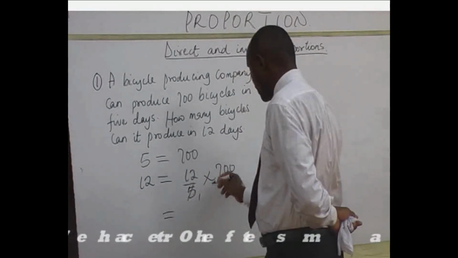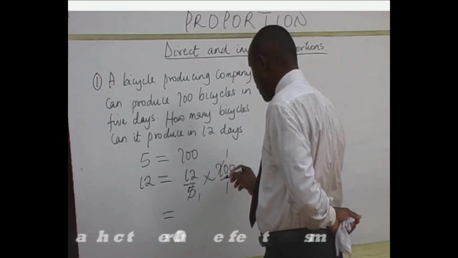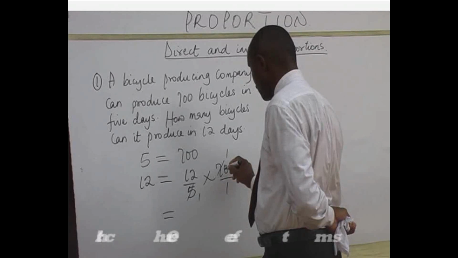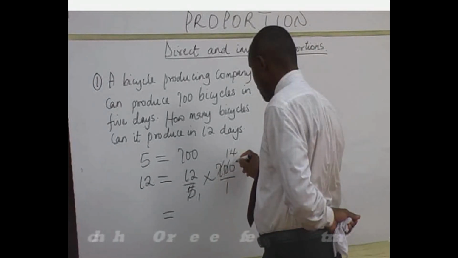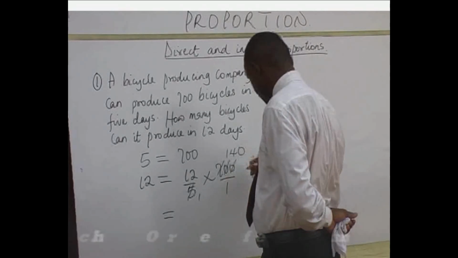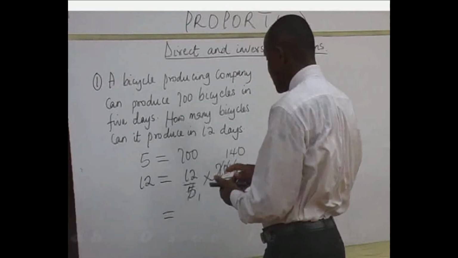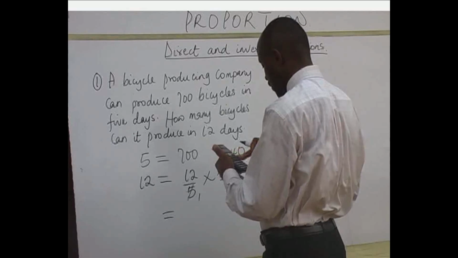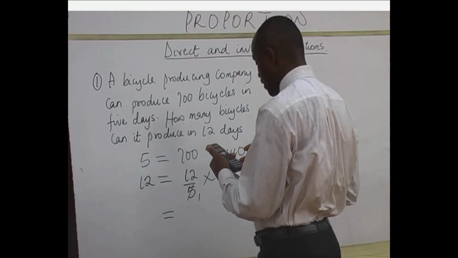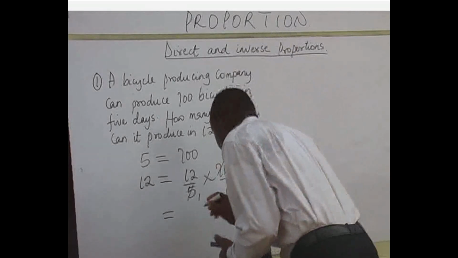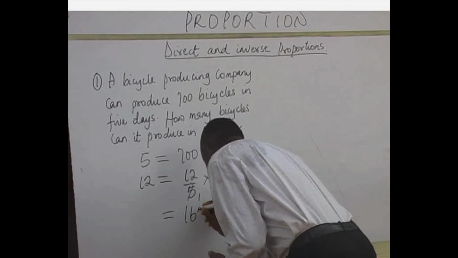5 times 5 is going to give you 1... 5 by 7 is 1. The remainder in front of 0 is 20. 5 divides 20 gives you 4. Divide 0 will give you 0. Now we have 140 times 12. 140 times 12 is giving you 1,680.